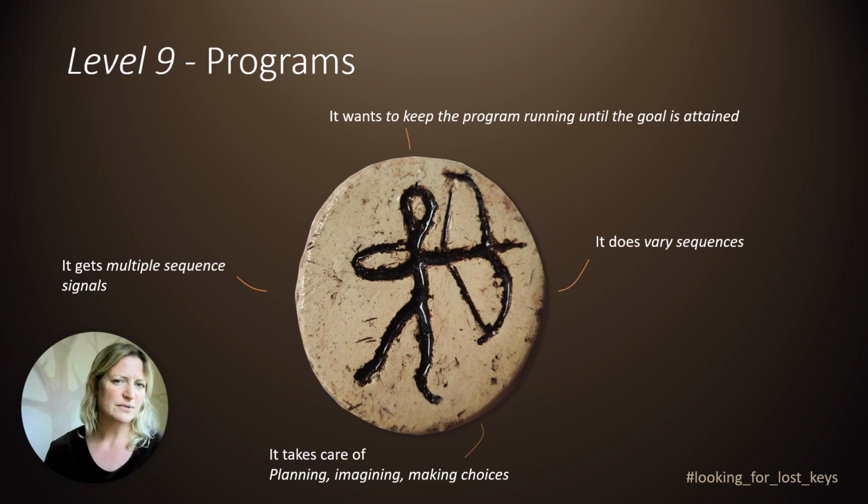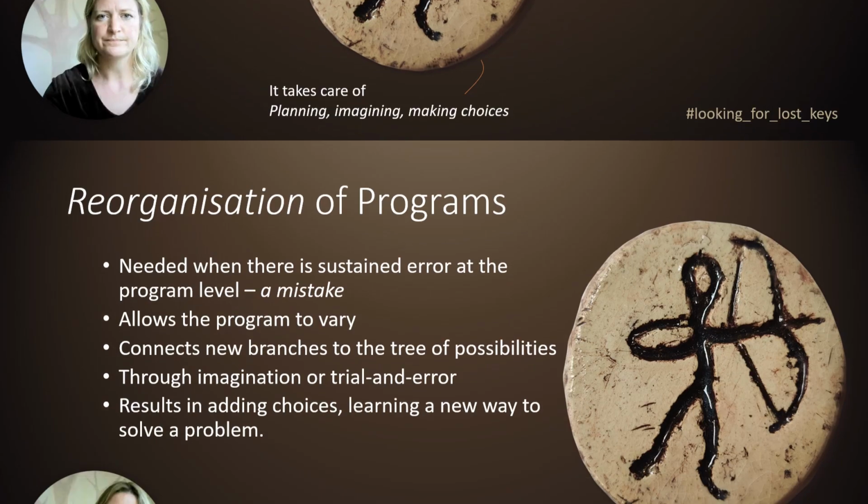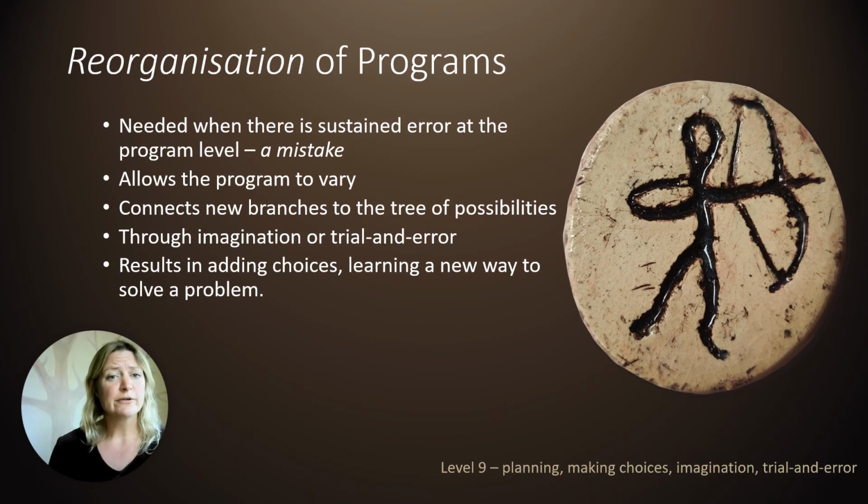A classic example is looking for your lost keys. First, check your pocket. If not there, look in your purse. If it's not in your purse, look at the hook beside the door, else look at the table. Keep looking until you find the keys, and then the program quits. So reorganization is needed when there is sustained error at the program level, and this, I imagine, looks like a mistake.